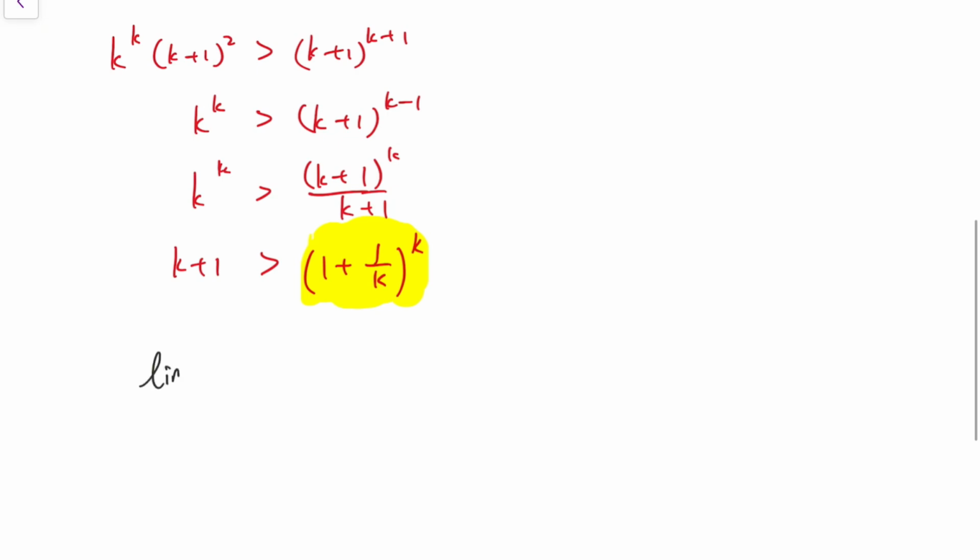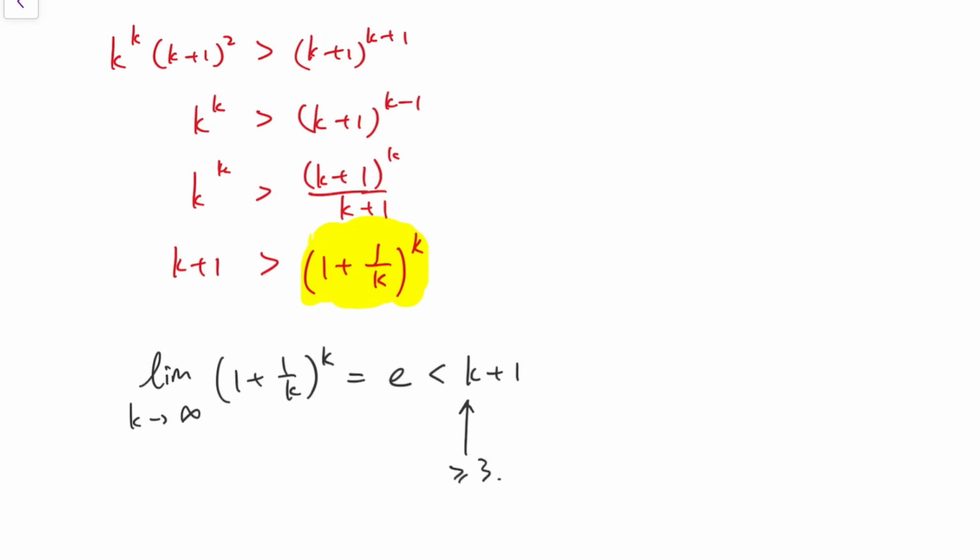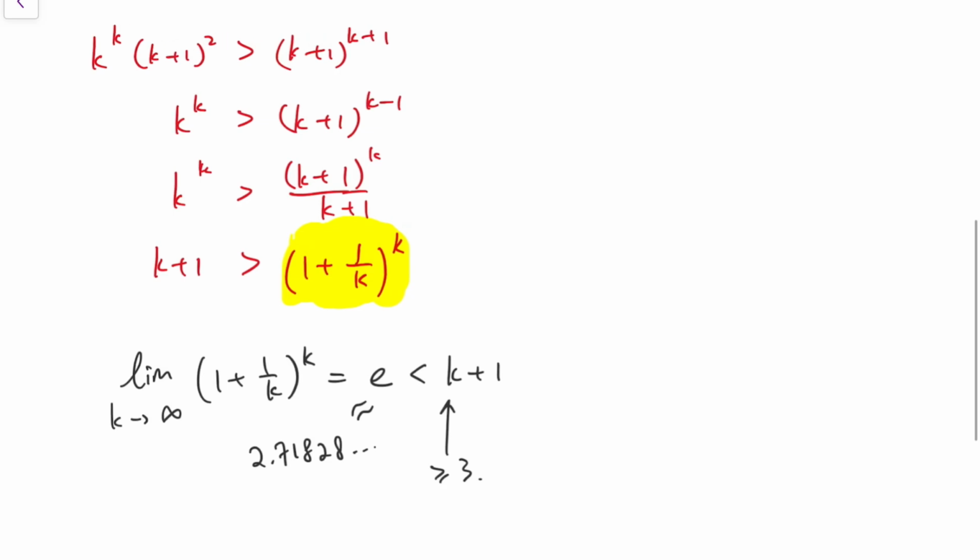Recall that the limit of this when k grows to positive infinity is well known, and that's the exponential constant e. And we know that this e must be less than k plus 1 because this k is at least 3. And we know that e is about 2.71828, and so on. Now the final question is whether the expression in yellow, just a k power, is always smaller than the case when k tends to infinity.